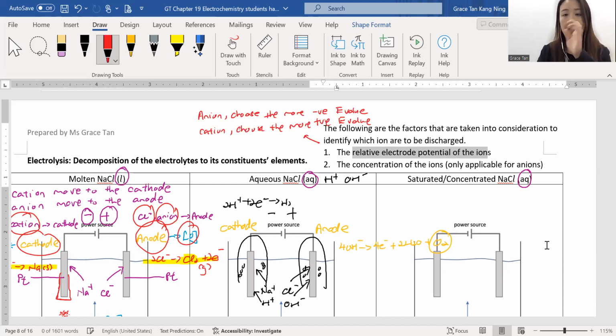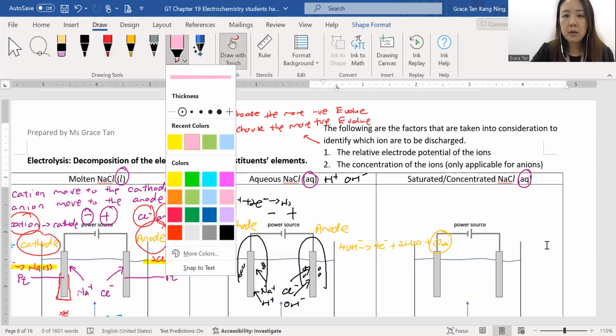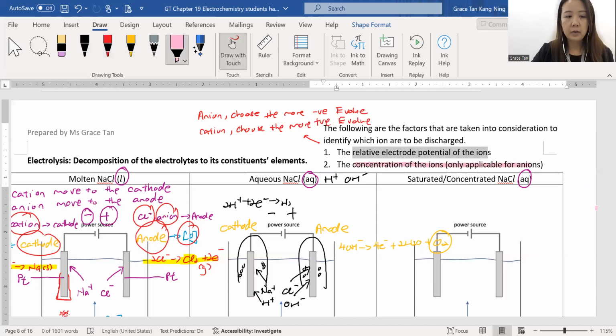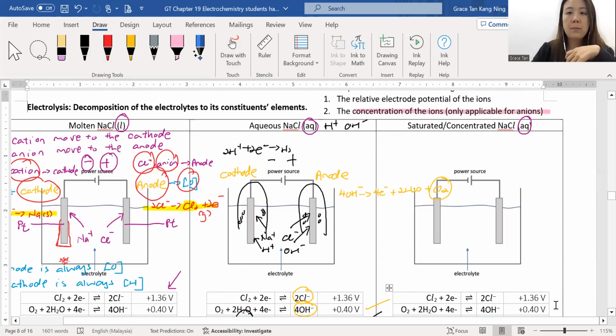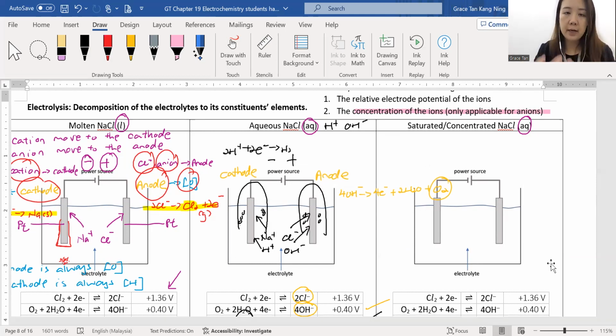Now let's go through the last example. The last example will involve factor number 2, which is the concentration. Concentration only applies for anion. So let's look over here, I highlight in pink color: concentration only affects anion. Now the third example, we play with saturated or concentrated NaCl with aqueous. First, aqueous means you have competition of the cation and competition of the anion. Second, you have a concentration to also factor in our decision making.